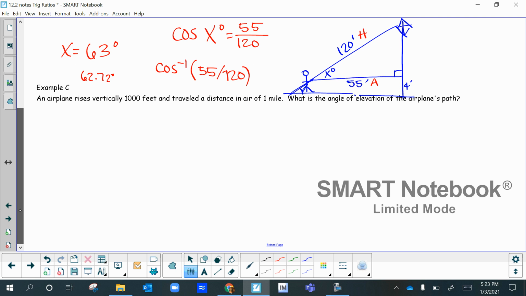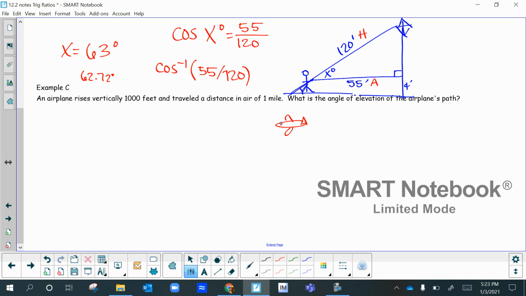All right, last one. An airplane rises vertically 1,000 feet and traveled a distance in air of 1 mile. What is the angle of elevation of the airplane's path? Okay, so here's the airplane up here. I'm not a very good drawer. So there's the airplane, and it said it rises vertically 1,000 feet over and traveled a distance in air of 1 mile.